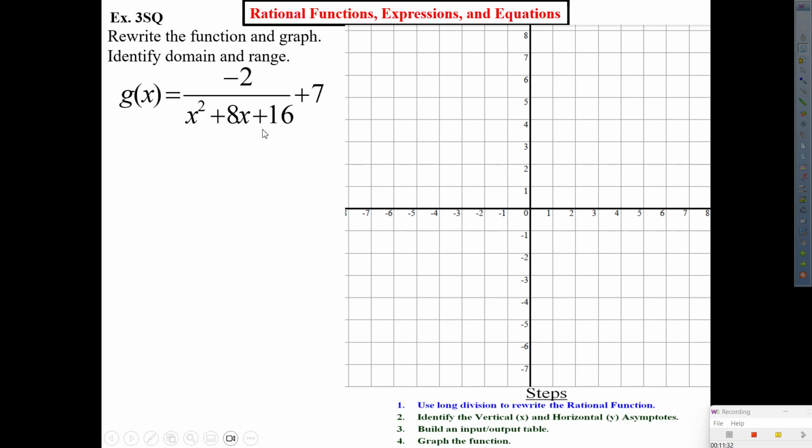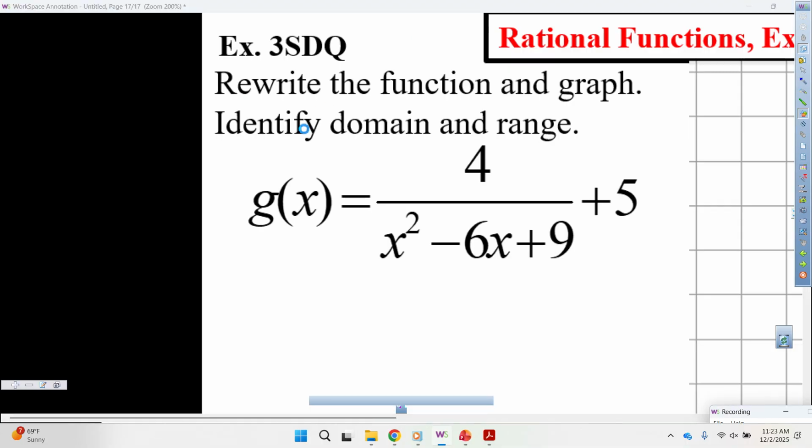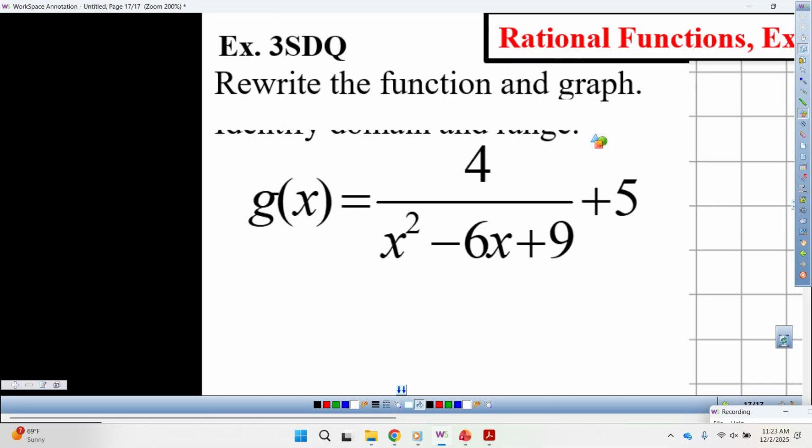So, to get us back on track, copy this one. Example 3 super duper Q. Use one of the small ones in the back. g of x equals 4 over x squared minus 6x plus 9, plus 5. Right now we're not worried about domain and range. We already practiced that. We're just graphing.